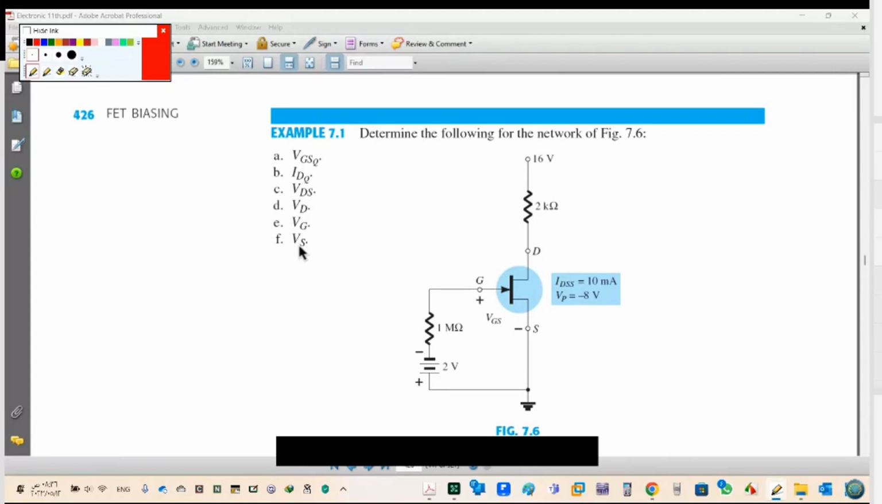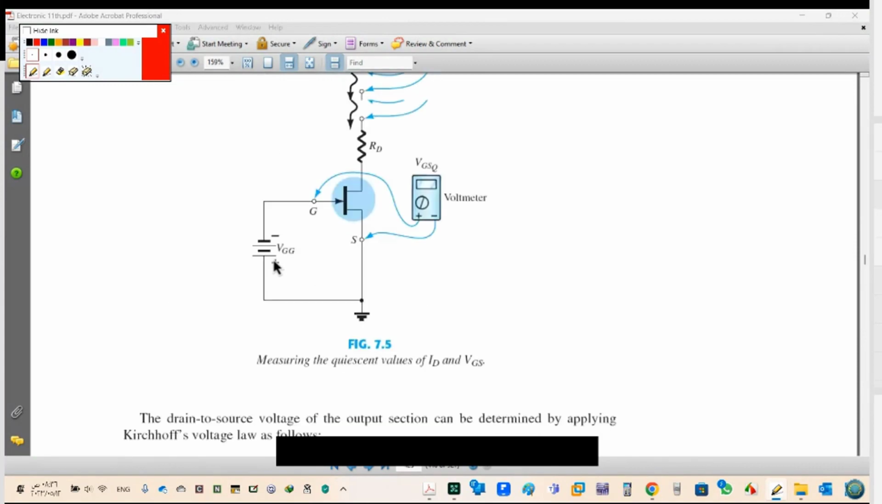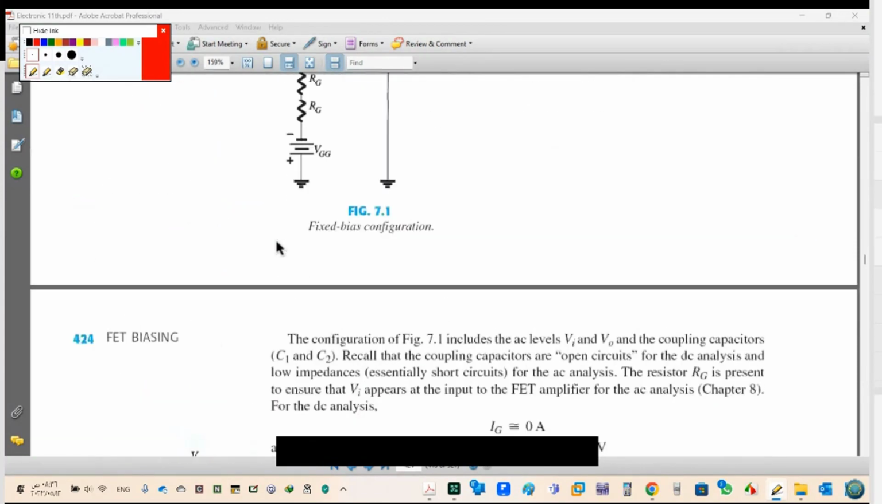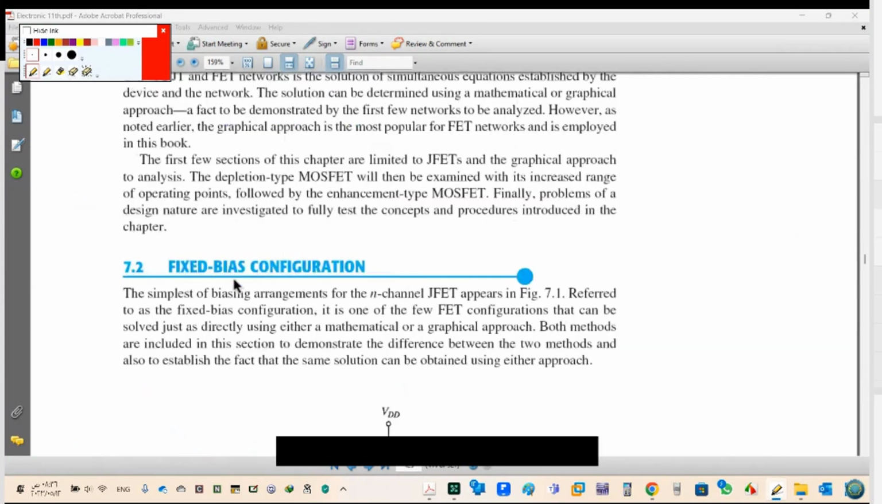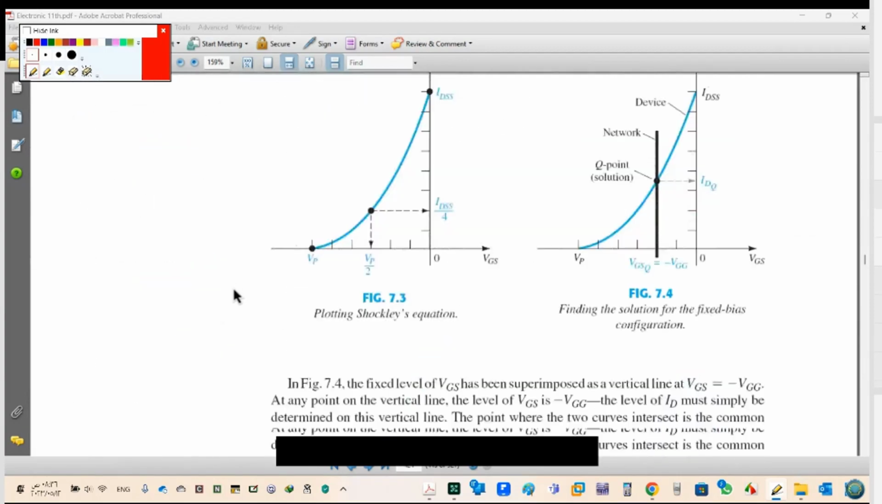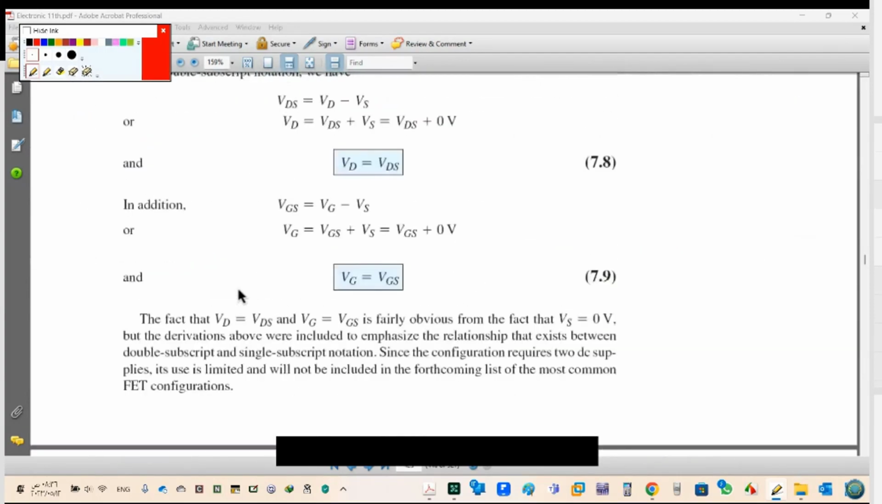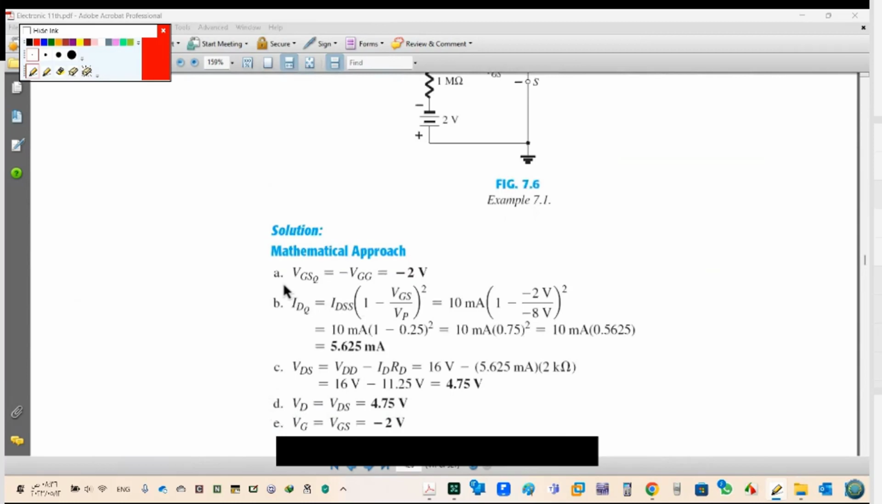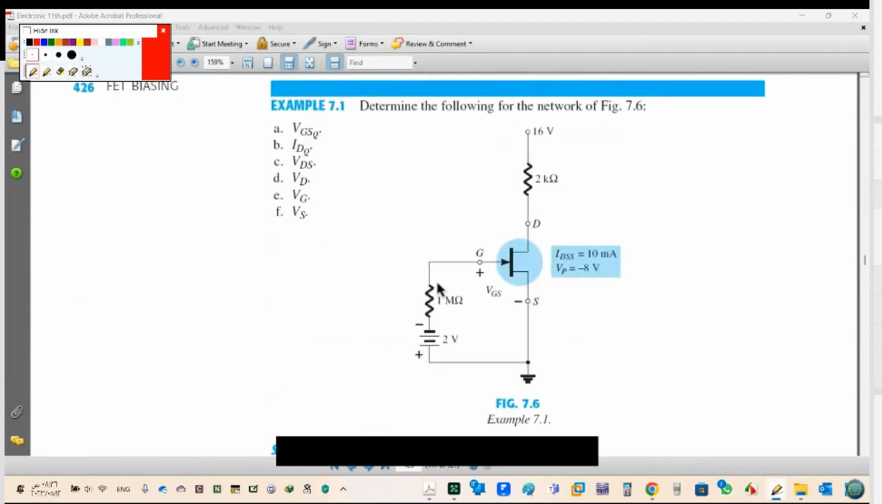First of all, you have to remember the name of this configuration. What's the name? I forget. Let's return back and see the name. Fixed bias. It's like fixed bias in BJT, so today it's almost the same. VGSQ is minus VGG. It's 2 volt directly. You have to know the formulas.